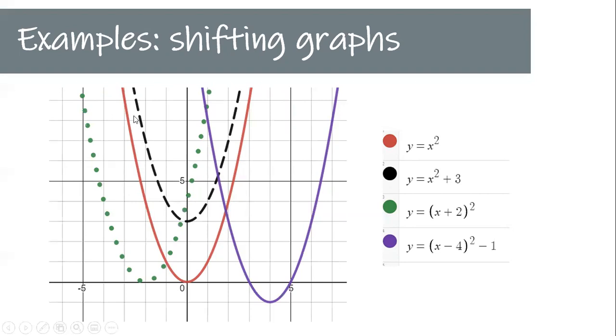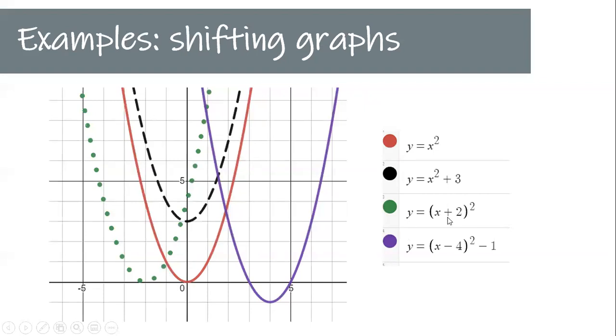Our original is in red here. This red right here is y equals x squared. So it's just our standard parabola, (0, 0), (1, 1), (-1, 1), and so on. You could plug a lot of points into here, okay? If we have this black dotted line, we have y equals x squared plus 3. So notice here that this plus 3 is outside the original function, so it's just going to shift it up 3. In the green, we have over here y equals (x plus 2) squared.